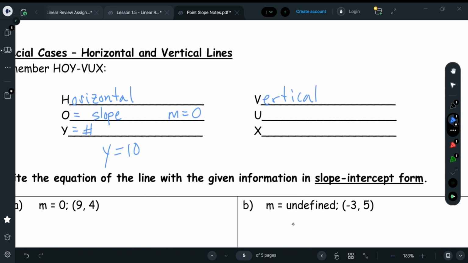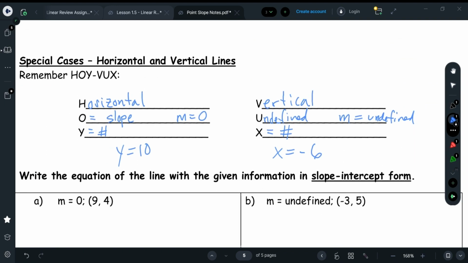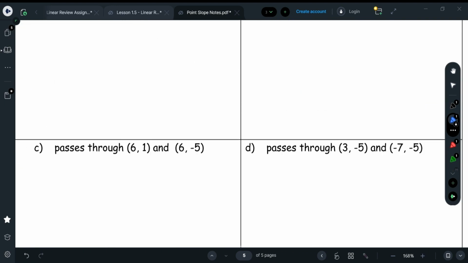All right, a vertical line is going straight up and down, and it has an undefined slope. M, undefined. And the equation is always going to look like x equals some number. Here's an example, x equals -6. So this is the equation of a vertical line going straight up and down, and it crosses through the x-axis at -6.